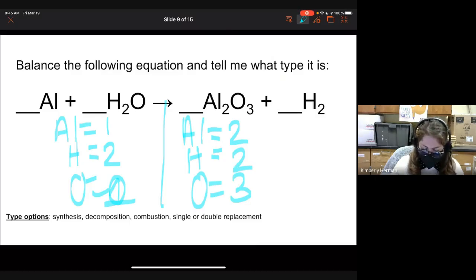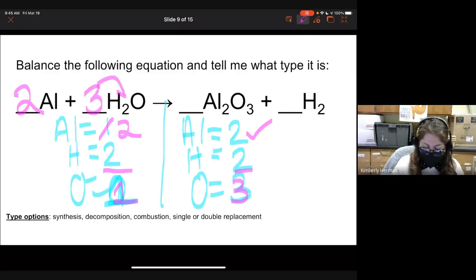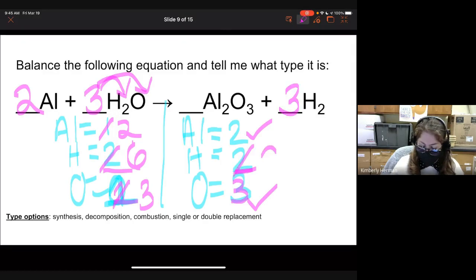So let's start with our Al and see how it goes. I'll put a 2 here, that's a 2 there, so we're balanced. Then I have a 2 and a 2, that's awesome already. And then I have a 1 and a 3. So when I put the 3 here, it not only changes the O to 3 to be balanced, it changes this H to be 6. So I go back on this side, I'm going to put a 3 to make it 6, and now we're all balanced. We can put a 1 as our coefficient there.